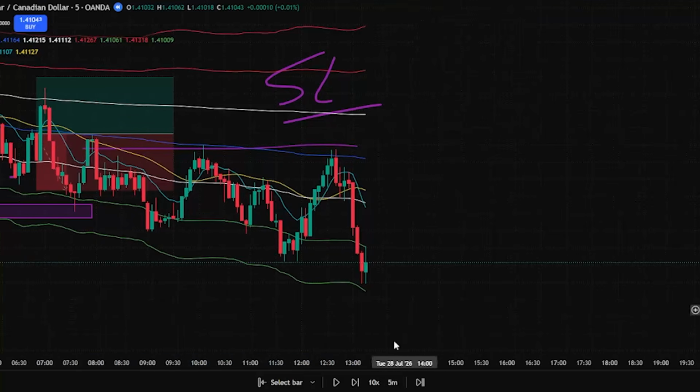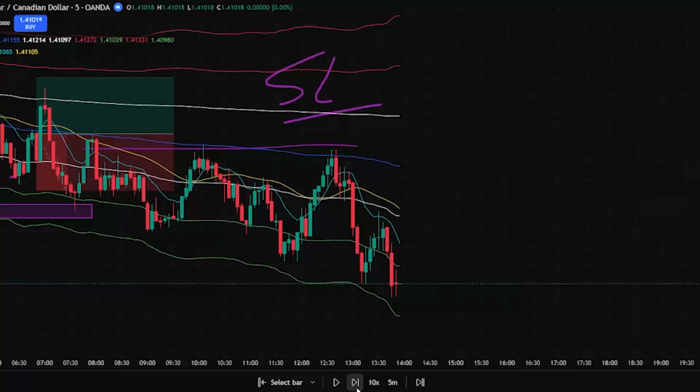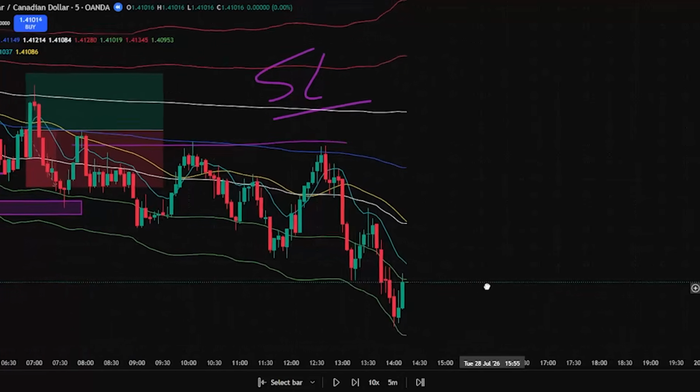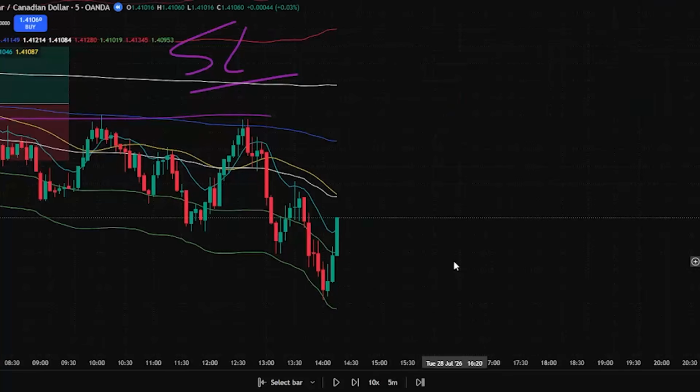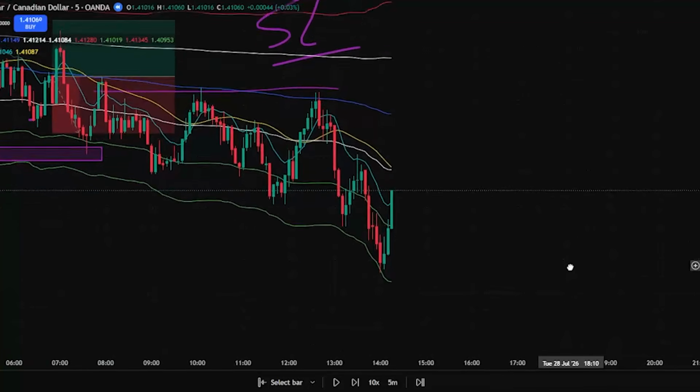Now that we've reviewed a few trades, it's time to get to the big stats. Of the 100 trades tested, I recorded each trade, the number of wins, the number of losses, the average risk to reward, and under what conditions the system performed best. So let's move on to the next trade.